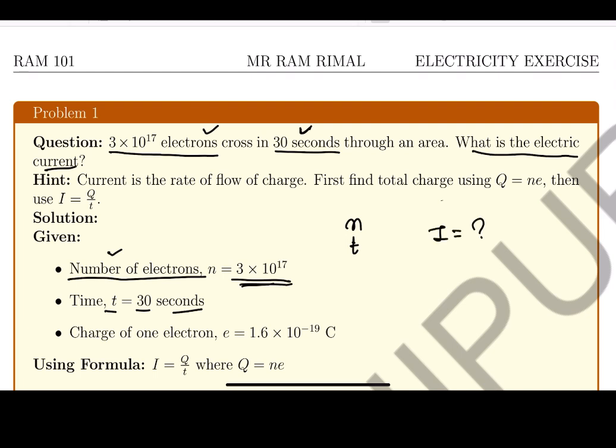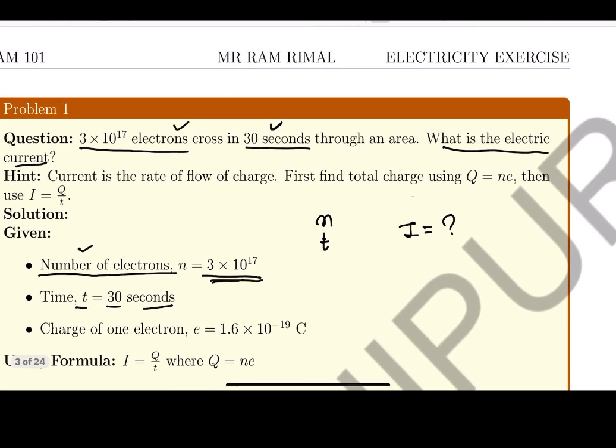Okay, so we don't have any direct formula. What are the formulas we have around current? One is I is equal to Q by T. We have only one formula for current regarding charge and time. Another formula is V is equal to IR, so I is equal to V by R. But here voltage and resistance, nothing is given in the question. So we'll use this formula, I is equal to Q by T.